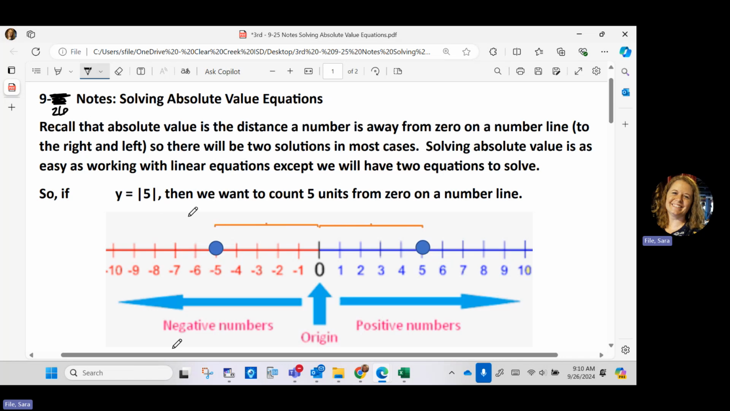Okay, so for instance, I think that's worded wrong there. I'm going to change that. Instead of saying the absolute y equals the absolute value of 5, this needs to be the absolute value of y is 5. So we need to change that.